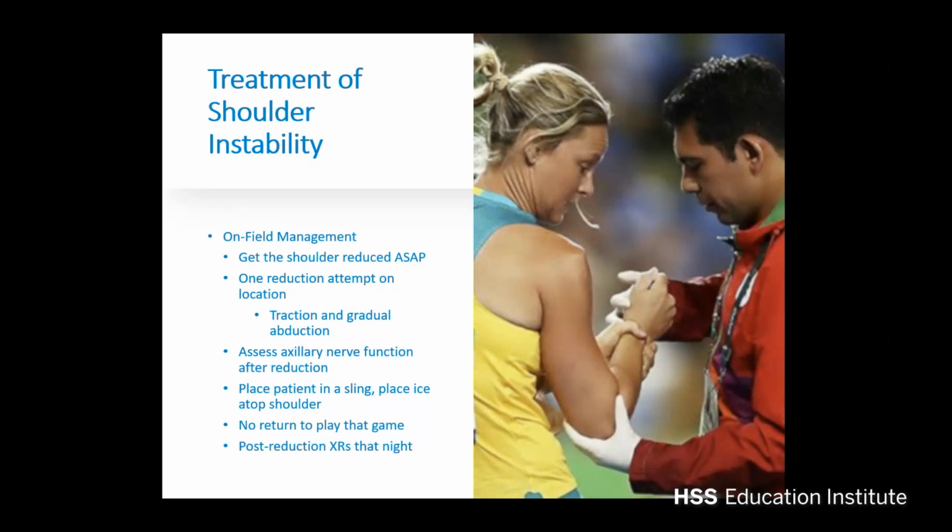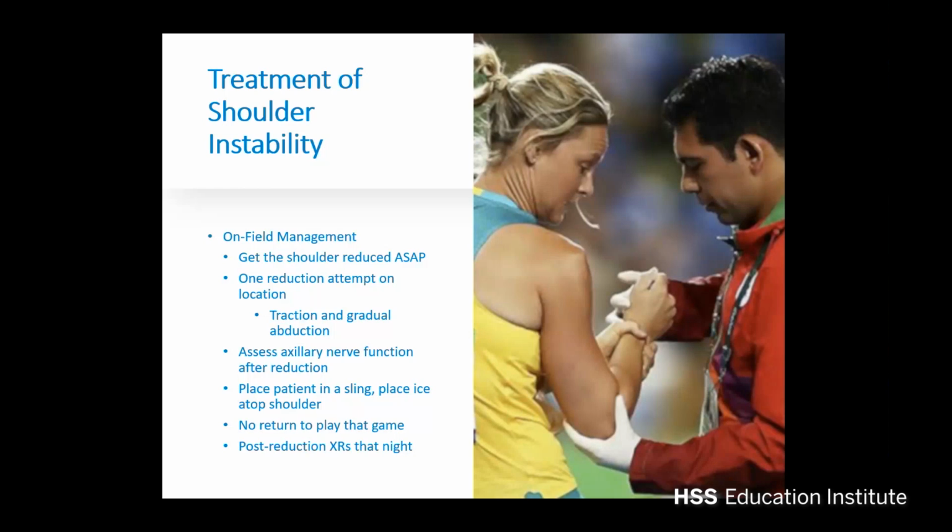The first thing you've got to do is get the athlete calm. Explain what you think is going on. Explain the next steps, which will allow them to relax, and that will help you with your reduction. So there are many maneuvers for reducing a shoulder. They all can work. You should have a couple of them in your tool bag, right on the field or right on the sideline.